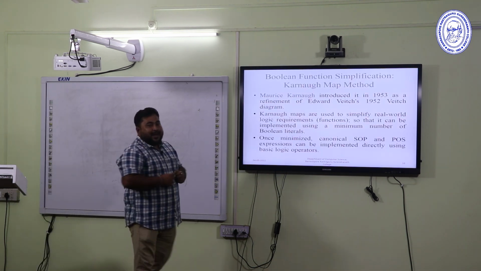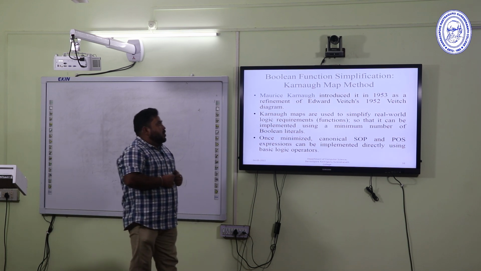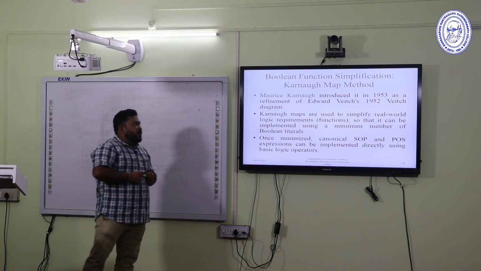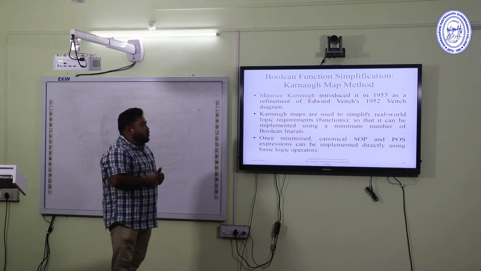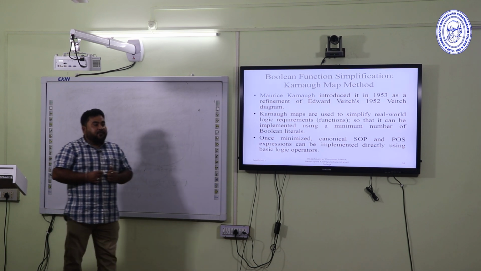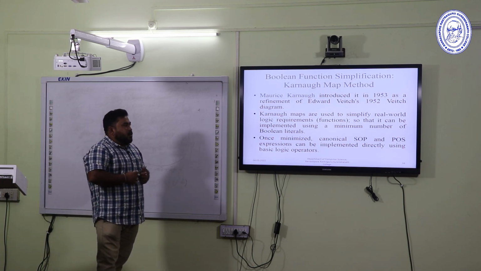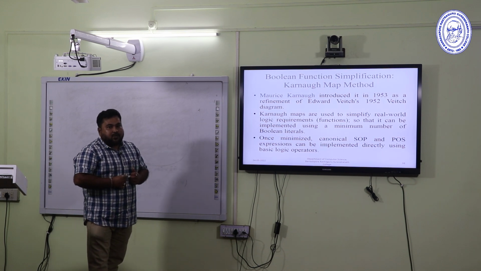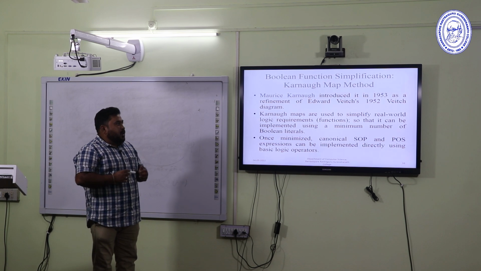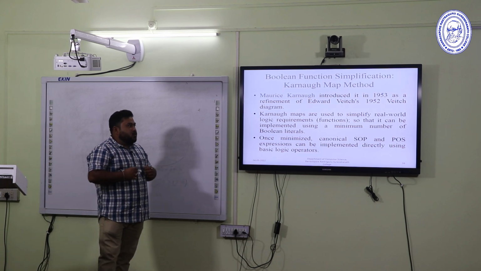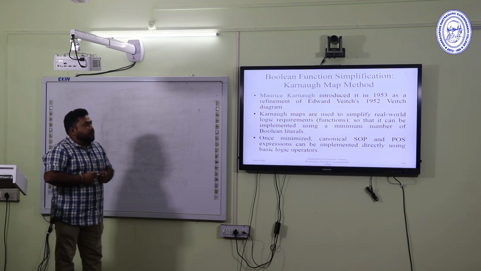Now, a systematic approach to minimize the Boolean function was invented in the year 1953 by Maurice Karnaugh, as a refinement of the Venn diagram. Venn is another mathematician who proposed a diagram. Maurice Karnaugh developed this proposed approach in the year 1953. This is called the Karnaugh Map Technique.